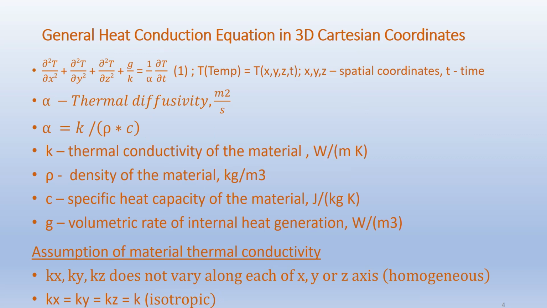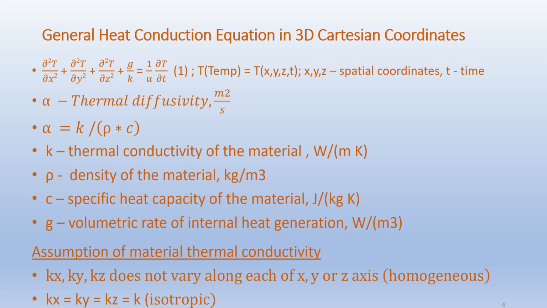The general heat conduction equation in 3D Cartesian coordinates is given as del square T by del x square plus del square T by del y square plus del square T by del z square plus g over k equals 1 over alpha times del T over del t, where the uppercase T represents the temperature in the domain and is a function of the spatial coordinates x, y, z and t, where the lowercase t represents the time in seconds. Alpha is the material property called thermal diffusivity and is given in meters square per second.